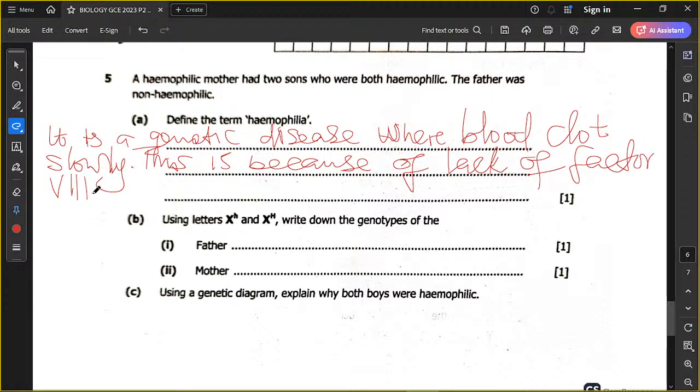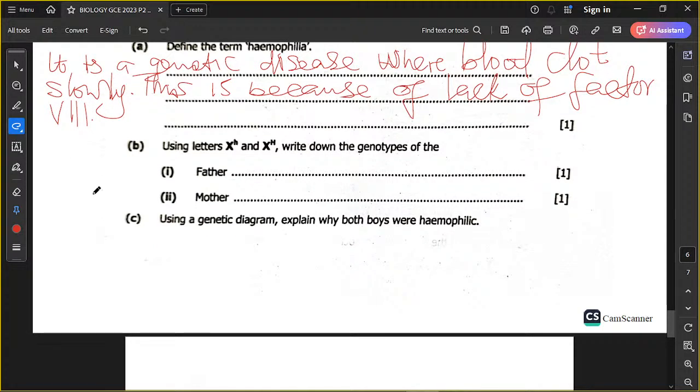We come to question 5b, which is: using X and X raised to the power of h small letter and X raised to the power of H capital letter, write down the genotype of the parents. When we talk about genotypes, these are traits that are not seen outside. They are inside. They are genetic. These are the factors that influence what we see. That is the genotype.